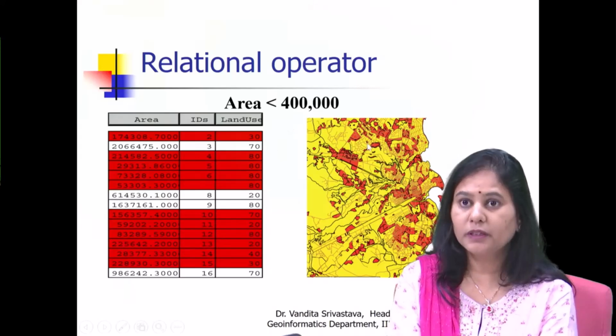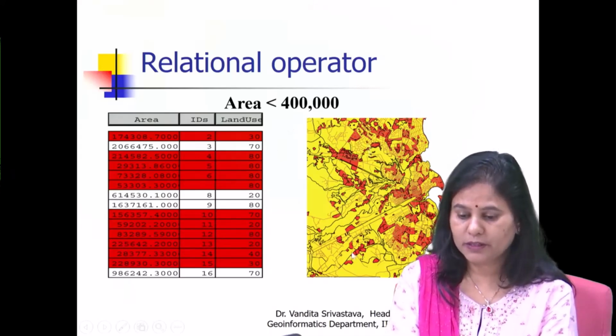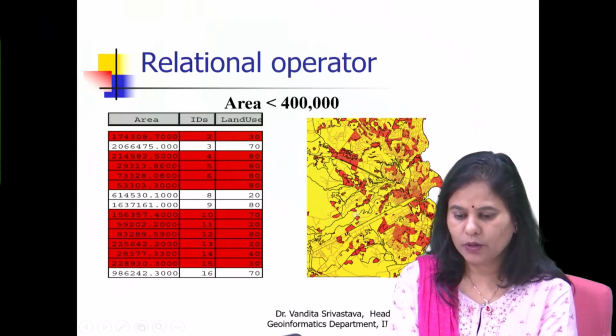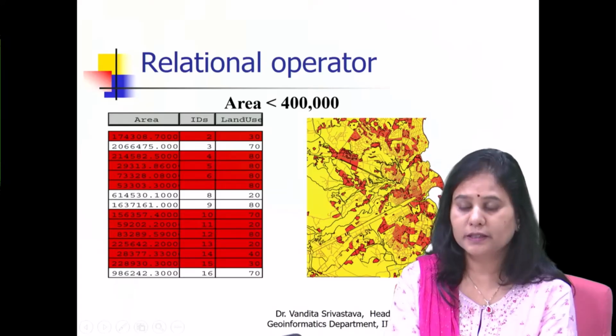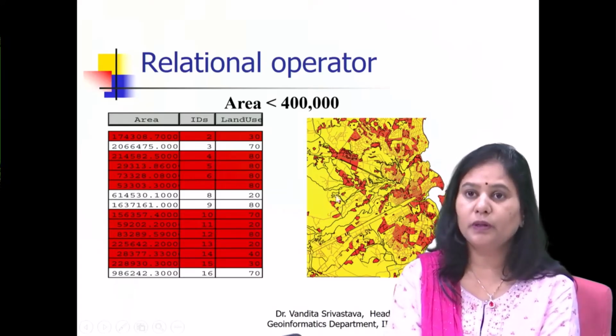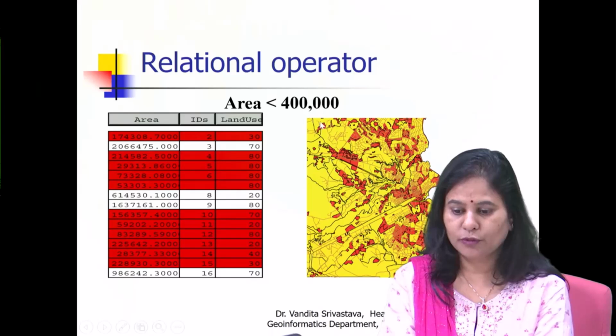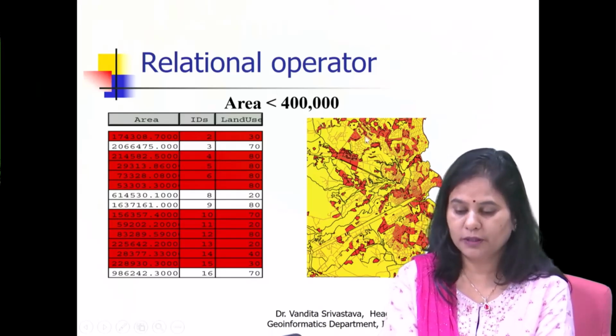And this is also visible in the map display of these selected features. You do not see the larger areas like this or like this, only the smaller polygons are selected here. So this is a simple query, but it reveals a lot of information. Where are these smaller polygons? Okay.